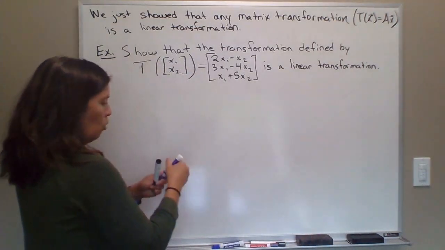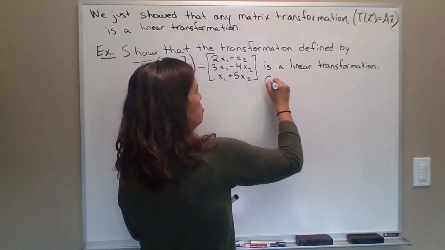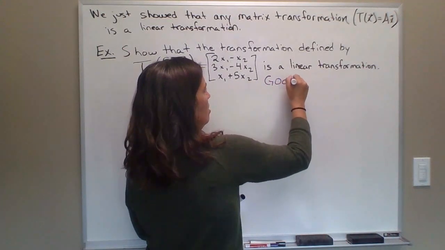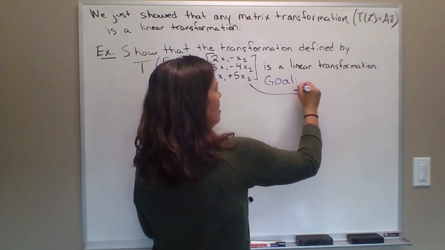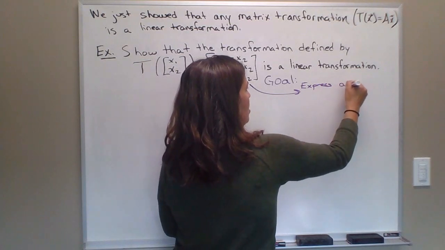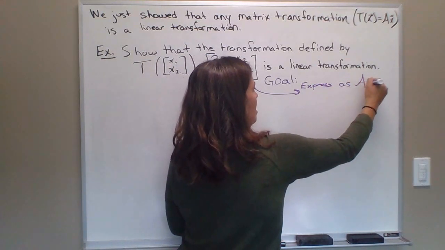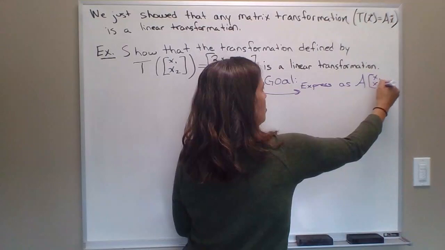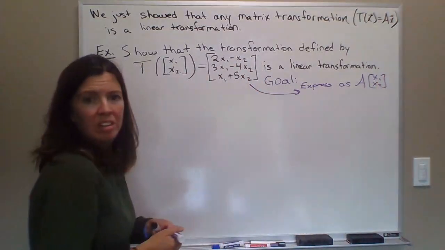So my goal is to express this right here as a matrix A times the vector x1, x2. That's my hope.